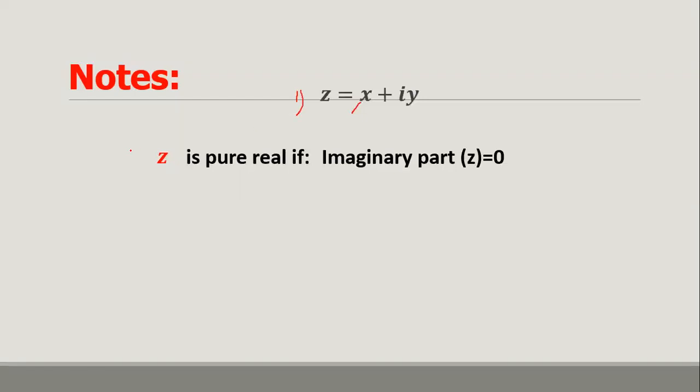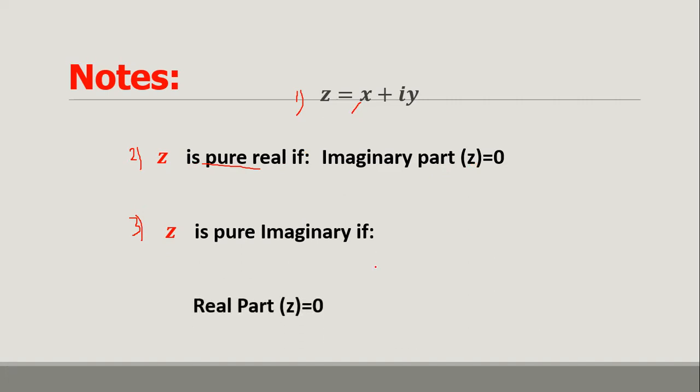Note number 2. Pure real means imaginary part equal to 0. Note number 3. Pure imaginary means real part is equal to 0 on condition that the imaginary part must be different from 0.